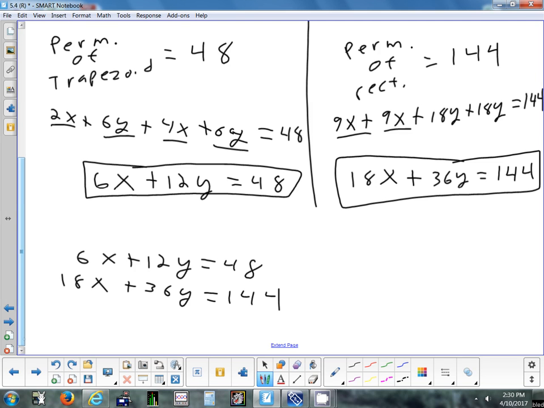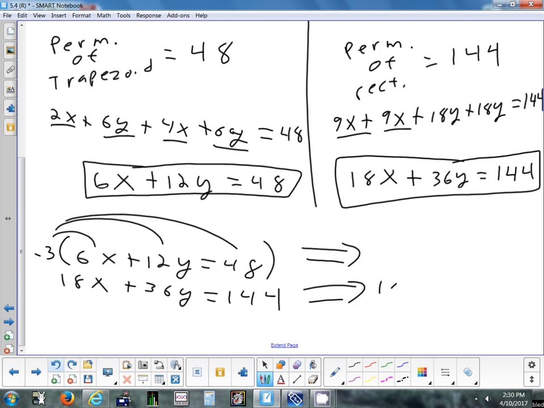So what would this number have to turn into? It would have to turn into a negative 18. Times it by 4. How can you turn that into a negative 18? Okay? Exactly. Multiply everything by negative 3. What about the bottom equation? Just leave it. So I get 18x plus 36y equals 144.